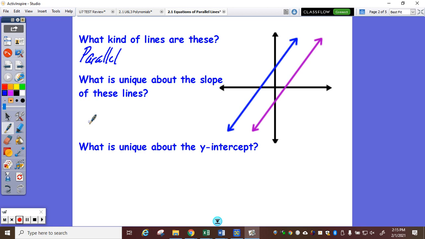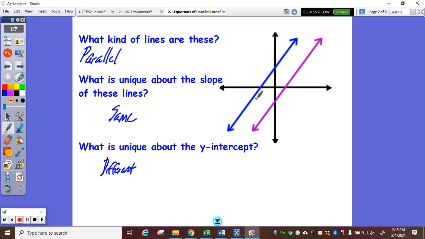Okay? All right, so what is unique about the slope of parallel lines? They're the same. Okay? What is unique about the y-intercept for parallel lines? They're different. Okay?